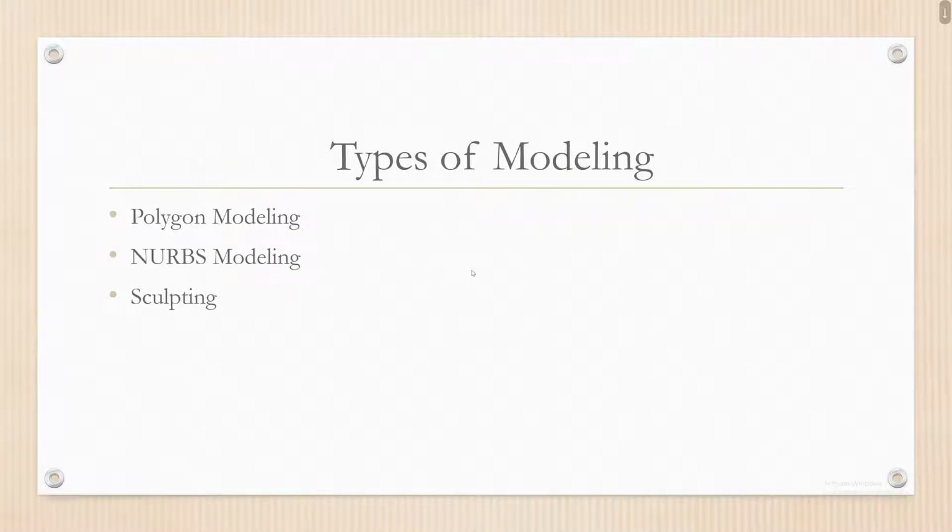Going to the types of modeling, we have 3 basic types. The first one is polygon modeling. Next is NURBS modeling. The third one is digital sculpting. We'll first see what polygon modeling is.